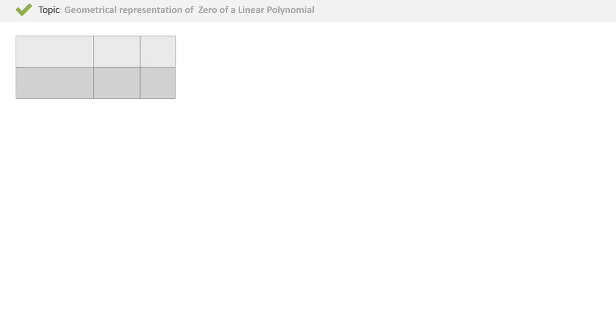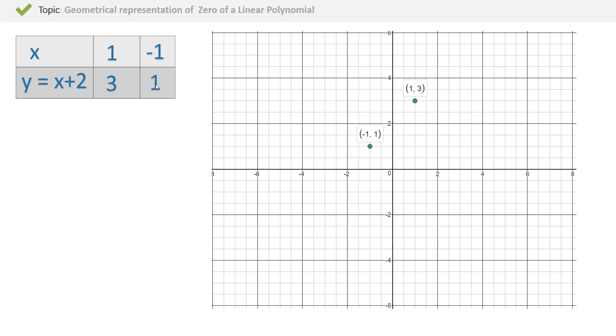Now, how can we do that? So we have x and we have y equal to x plus 2. Let's assume x equal to 1. What we get as y is 3, because if you replace 1 here, you'll get 1 plus 2, that gives you 3. If I take x as minus 1 and put x equal to minus 1 here, what we get as y is 1. So now I got 2 points, (1, 3) and (minus 1, 1), and now I should be able to draw a straight line.